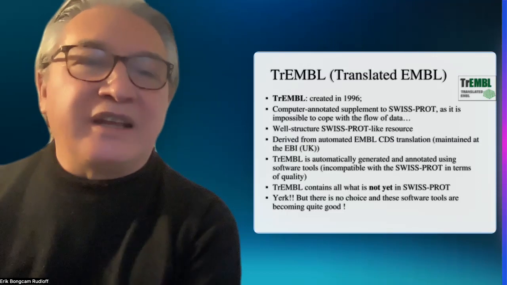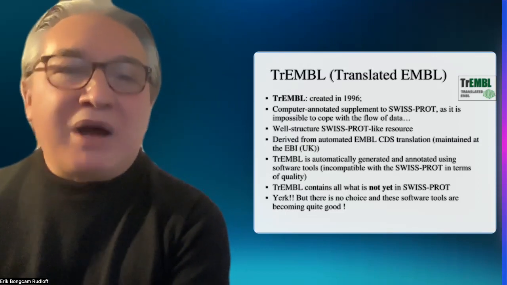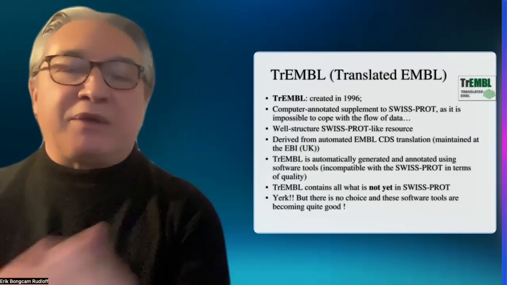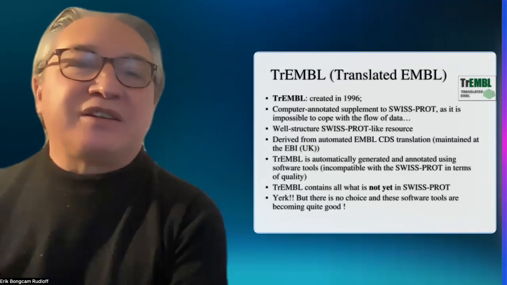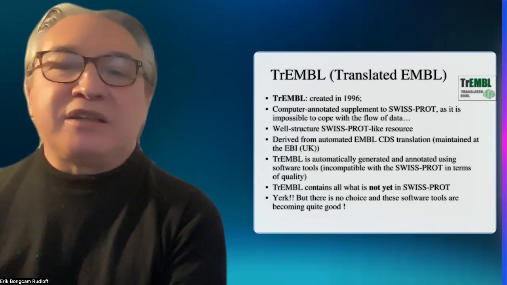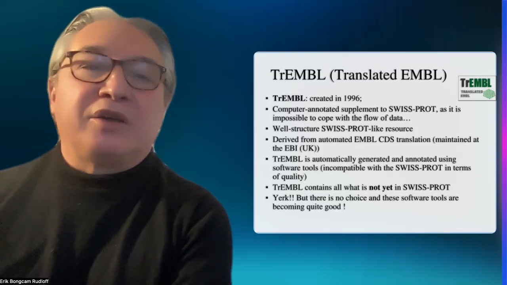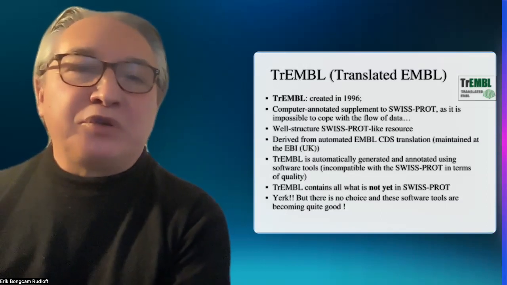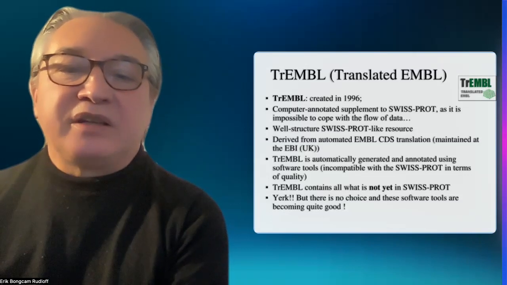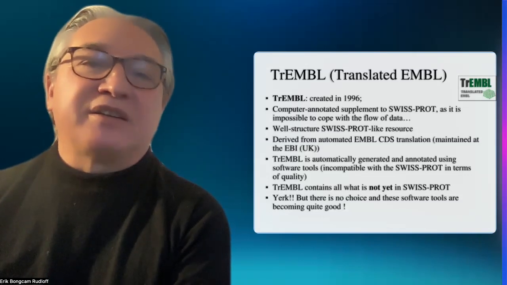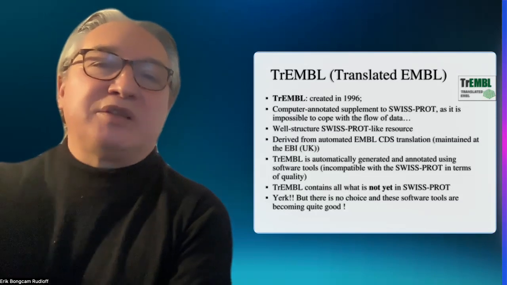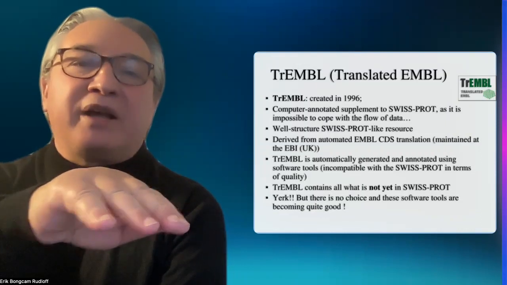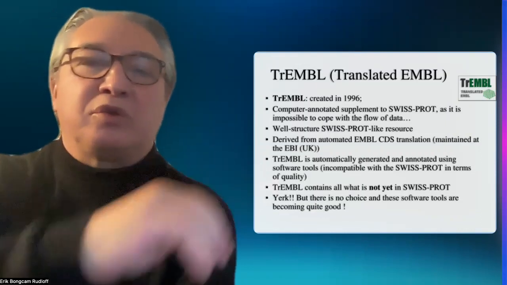Now it's called ENA, the European Nucleotide Archive, but the name for the protein part remains because historically it was the name. So it's called translated EMBL. So what is translated EMBL? It is all the sequences that are in ENA that are annotated and translated by a computer, and proteins created by the computer. And all these new sequences that are coming into the ENA, after a while go into TrEMBL.